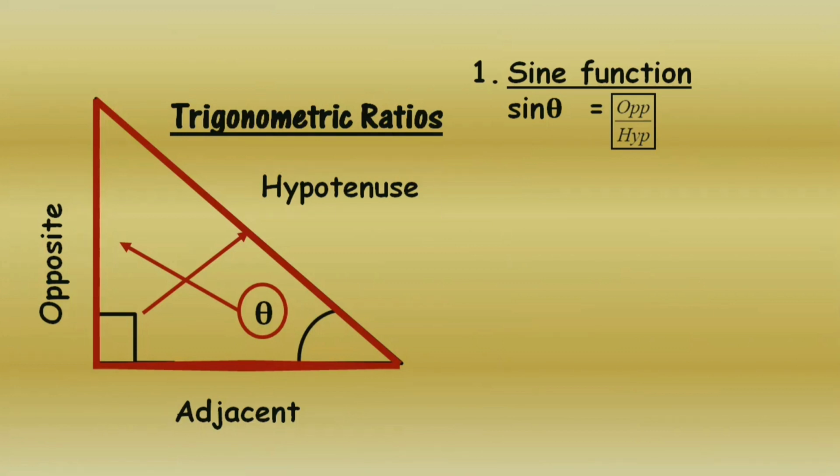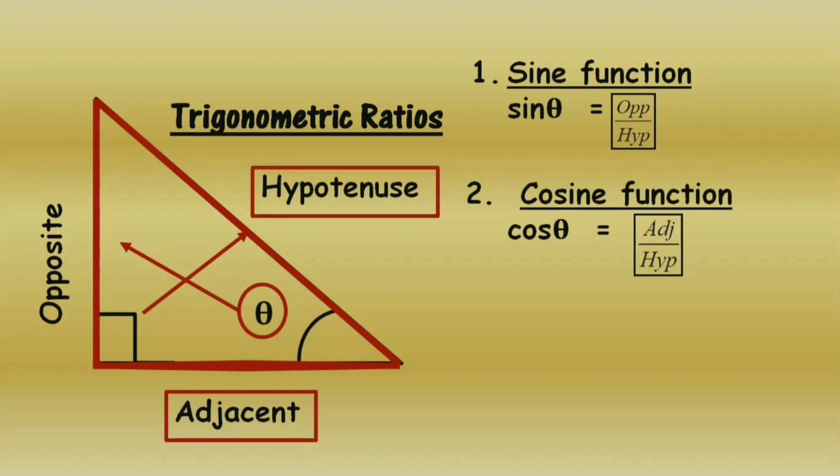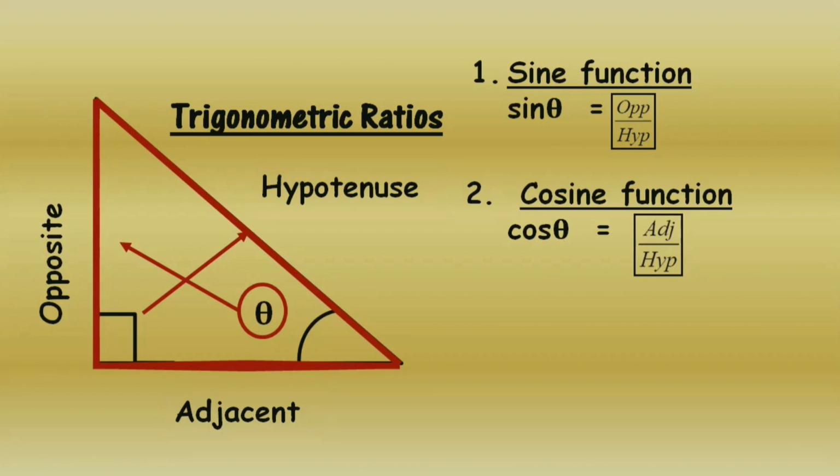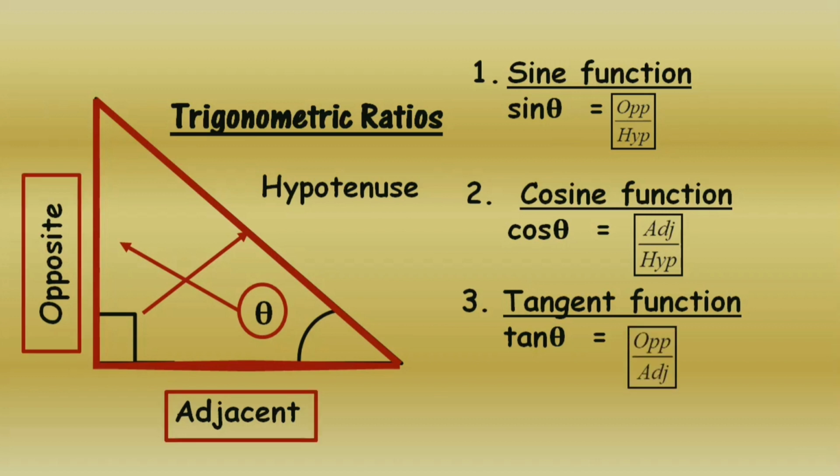Then what is the cosine function? Cosine of theta is written as cos theta equal to adjacent by hypotenuse. The third important function is the tangent function. Tangent of theta is written as tan theta. Tan theta equal to opposite by adjacent.